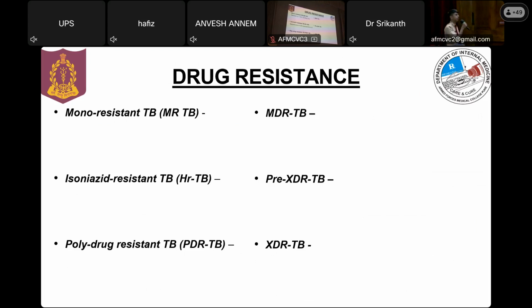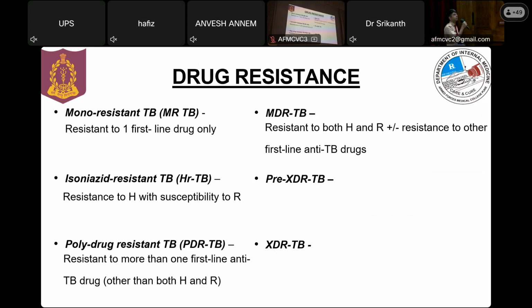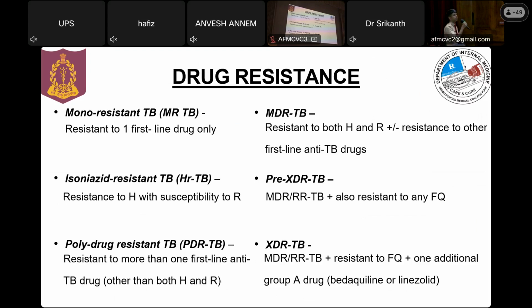What are MDR, pre-XDR and XDR? So MDR is when it is resistant to isoniazid and rifampicin. There may be resistance to any other first line drug. So pre-XDR is MDR plus resistance to fluoroquinolones. And then XDR is pre-XDR plus resistant to bedaquiline or linezolid. Very good. So XDR is MDR, rifampicin resistant, fluoroquinolone resistant, plus one additional group A drug, that is either bedaquiline or linezolid.